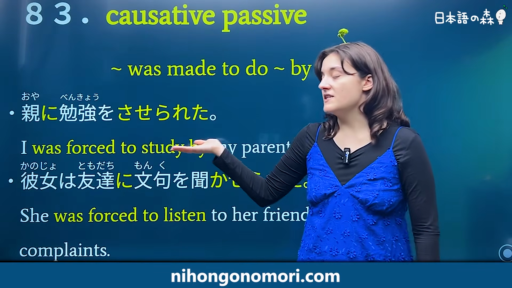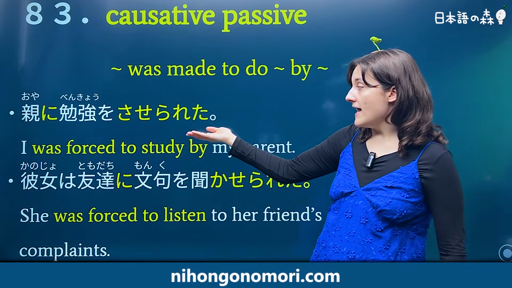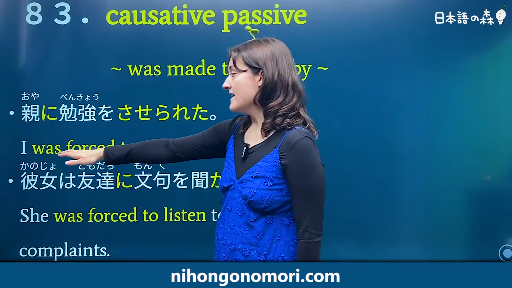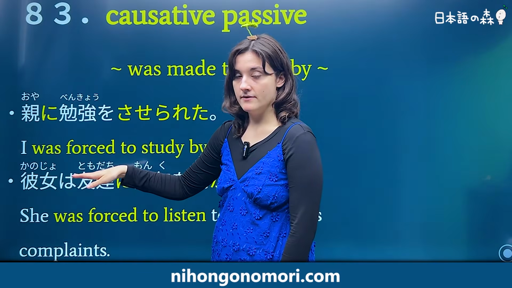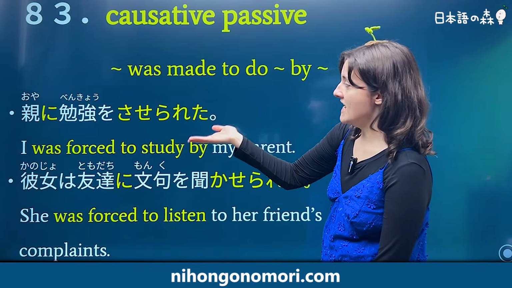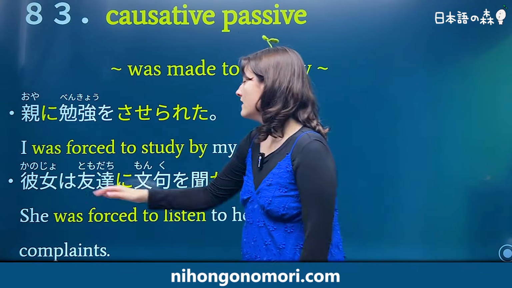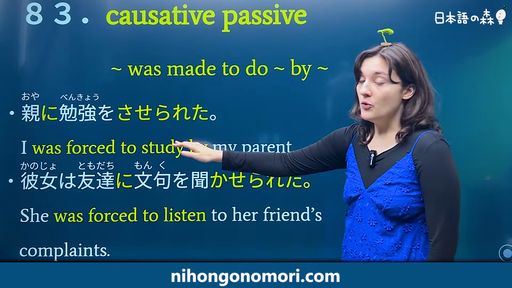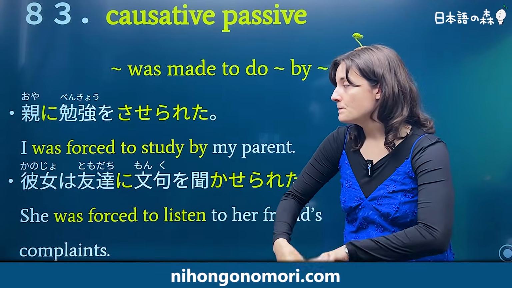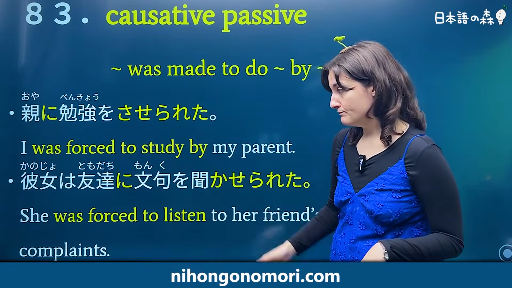So it's the child is being forced to do an action, and because they're being forced to do it, it's passively happening to them. So I was, right? Passive form. Even in English, I was forced. Rather than, someone forced me, it's I was forced. 親に勉強をさせられた. I was forced to study by my parent. 親に by my parent. させる is the causative, right? So the parent forced the child to do the studying. And then られる, that's passive. So the child was forced to study.